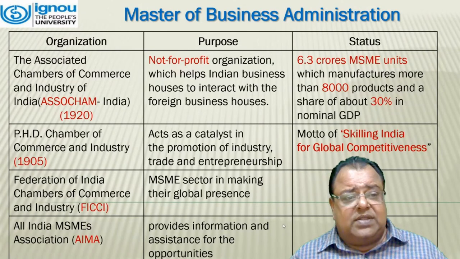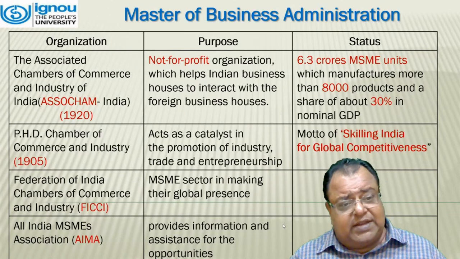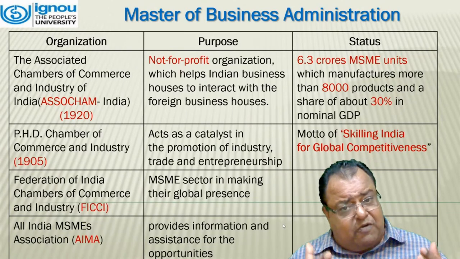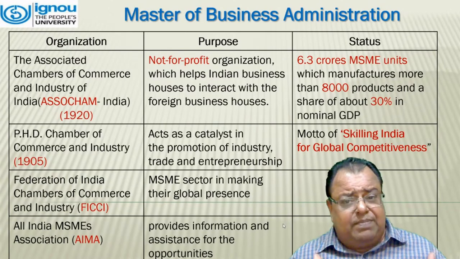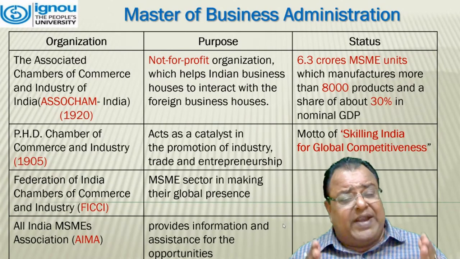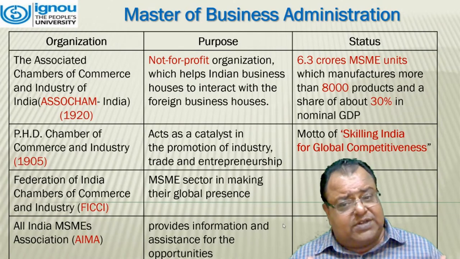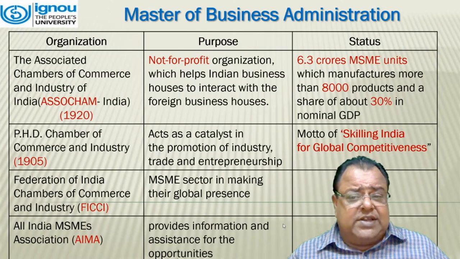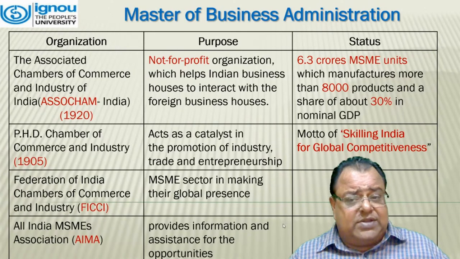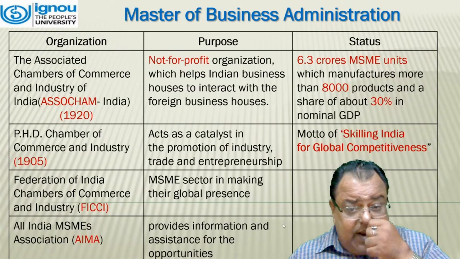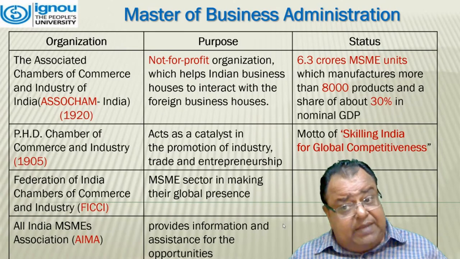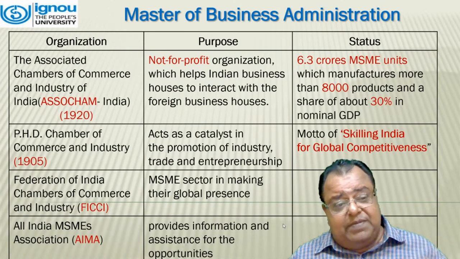We start with the first one, the Associated Chambers of Commerce and Industry of India, that is ASSOCHAM. Their purpose, as a not-for-profit organization, is to help Indian business houses interact with foreign business houses. Its status is that it has 6.3 crore MSME units, which manufacture more than 8,000 products and have a share of about 30% in the nominal GDP.